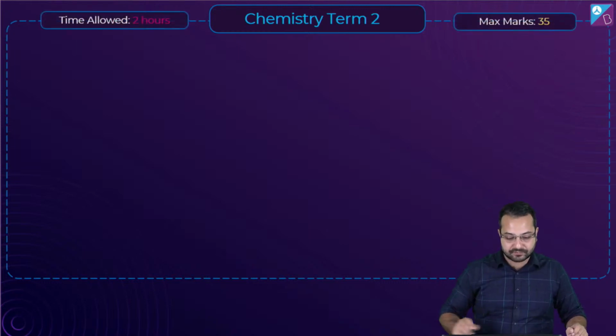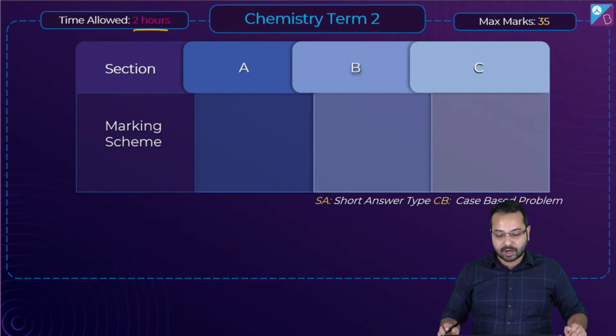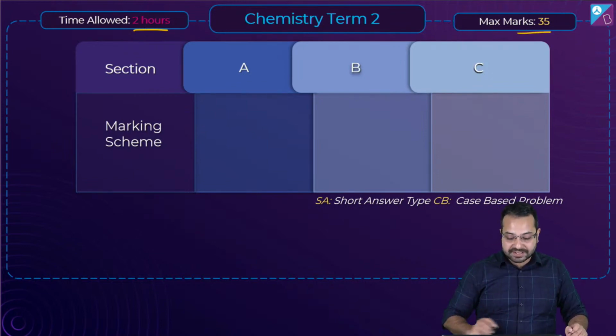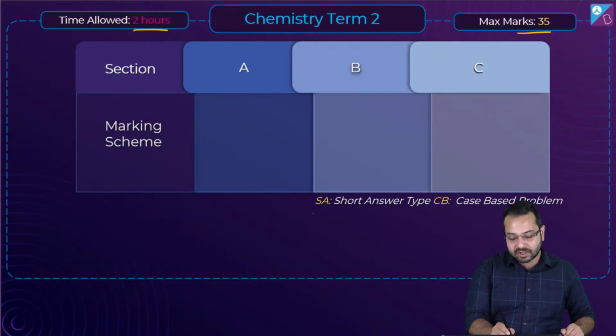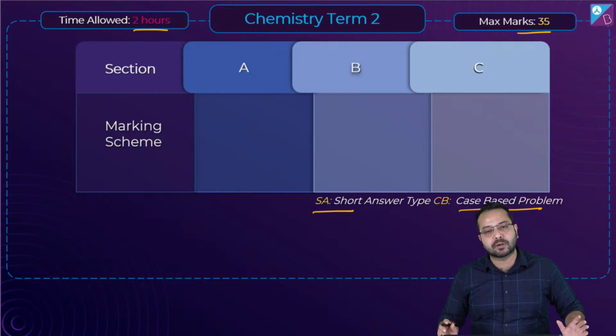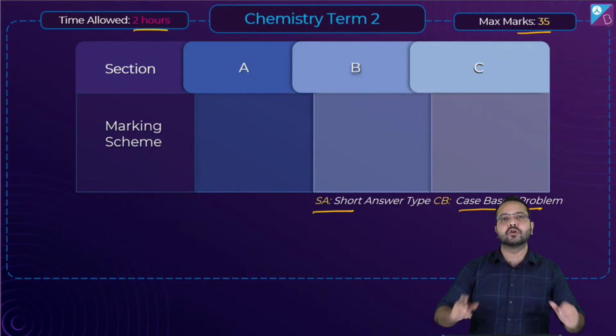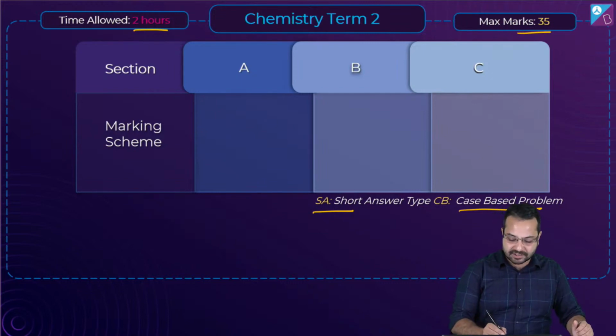Okay, what is the pattern for chemistry Term 2? Now here the time allowed is 2 hours and the maximum marks is 35. What is the marking scheme? Again, the questions are short answer type questions and case based problems. Case based problems, as I said, are comprehension based problems. Okay, it's very similar to a comprehension based problem. Alright, so let's see the split.